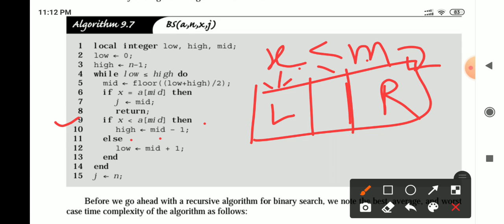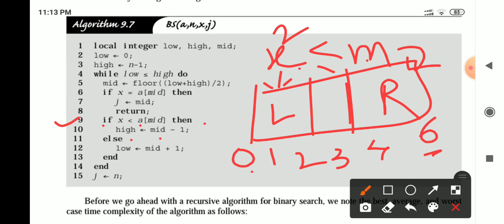Now what is that? Suppose we have elements 0 to 6, like 0, 1, 2, 3, 4, up to the 6th element, and we are searching for 2. So what will happen here? We are going to check x less than mid. When we find the mid of 0 and 6, the mid is 3 here. Is x less than 3? Yes, the condition is true.